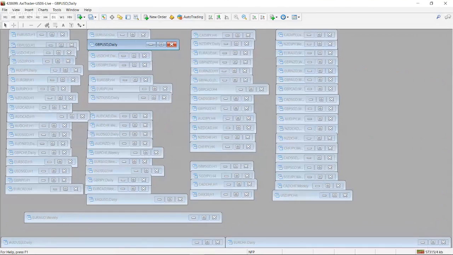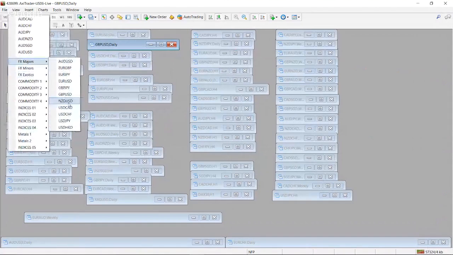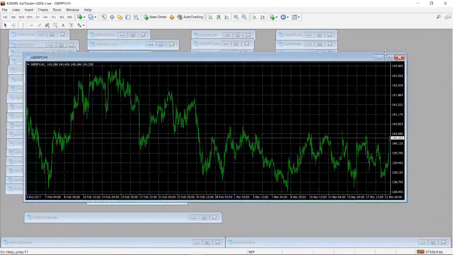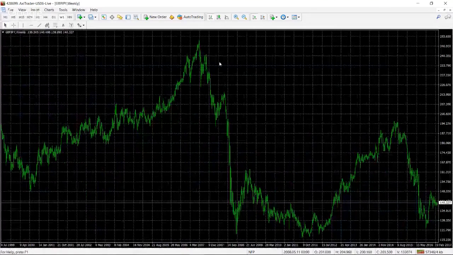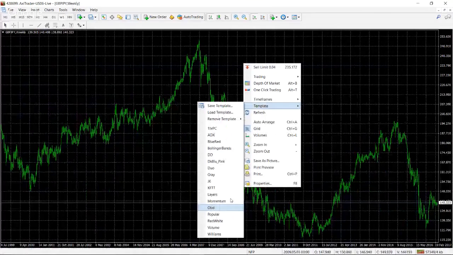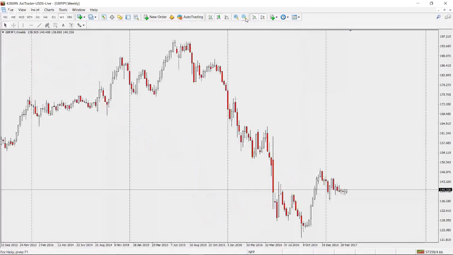All right. So I'll start with a random. Pound yen. Okay, pound yen it is. And we're going to do daily pound yen. So if we're going to do daily pound yen, then I'm going to put the weekly up here.